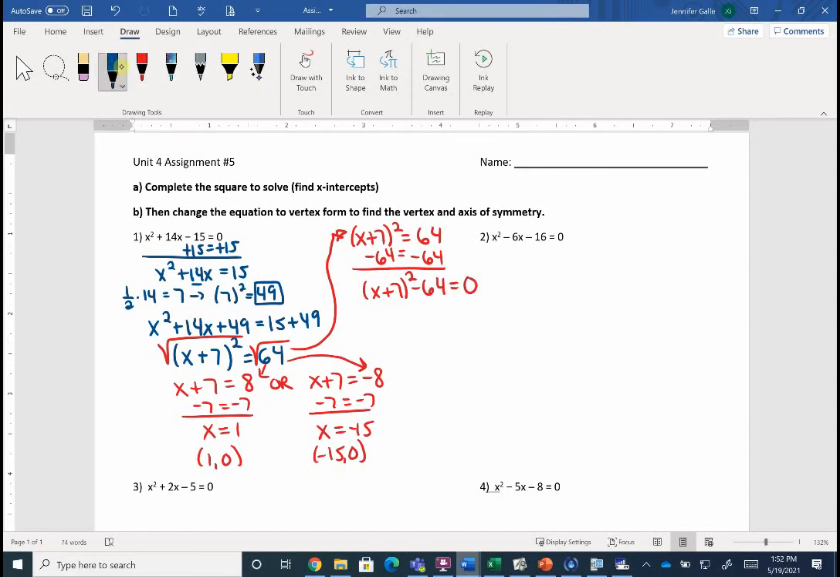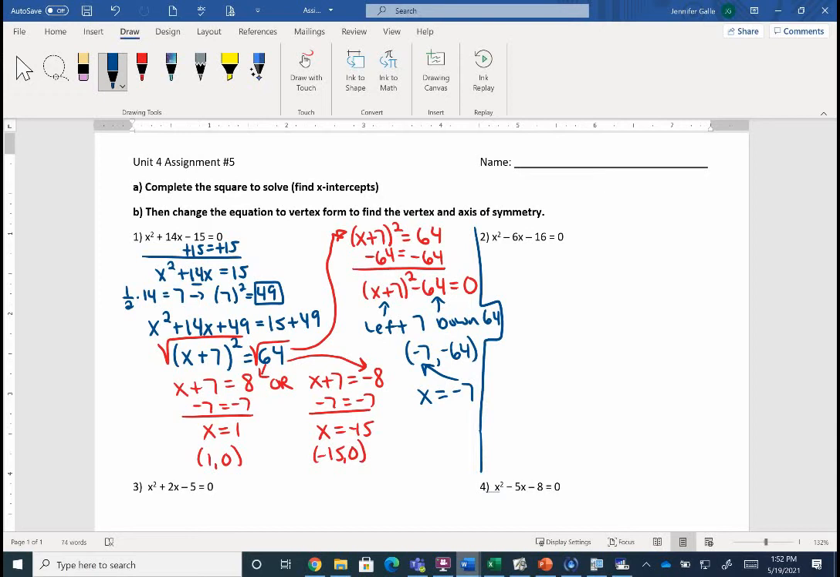The 7 inside the parentheses is going to make us go left 7. The negative 64, we go down 64. So the vertex for this left 7 is negative 7. The 64 is down, so it would also be negative. That is our vertex. Our axis of symmetry is x equals, and it's always the x value at the vertex. We're not going to go ahead and graph the whole thing. I just want us to be able to find the different pieces. We've definitely practiced the graphing enough that we should know where those things would go on our graph if I asked you to.